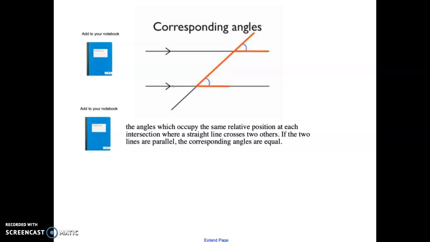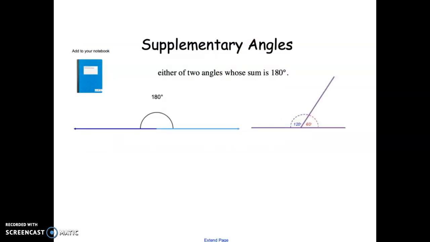You can simplify my definition if you want to, but that's a pretty good one. All right, so now I said we'd talk about supplementary angles. These are two angles that equal 180 degrees. Okay, so they have to be touching.